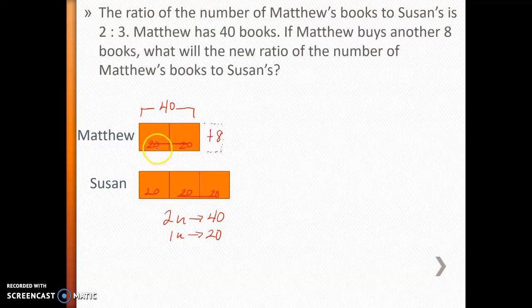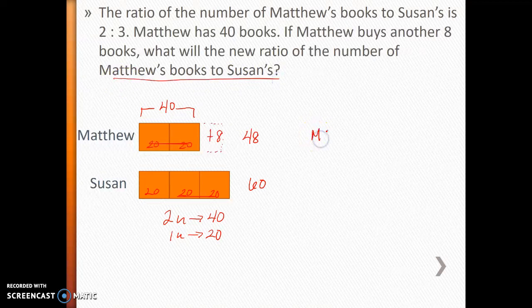So let's just count them. Matthew has 20, 40, 48, and Susan has 20, 40, 60, right? So we want to know the ratio of the number of Matthew's books to Susan's. So we're going to say Matthew to Susan. Oops, that's an 8, not an S. There we go. And we can totally do that. Matthew has 48 books, and Susan has 60.